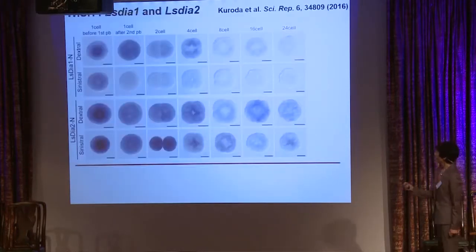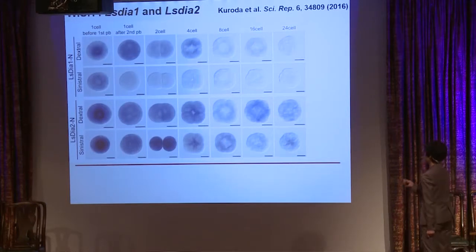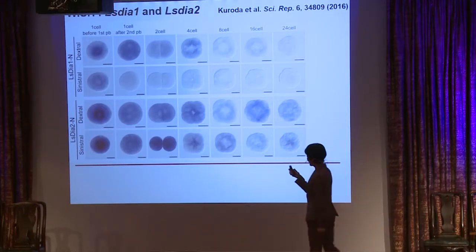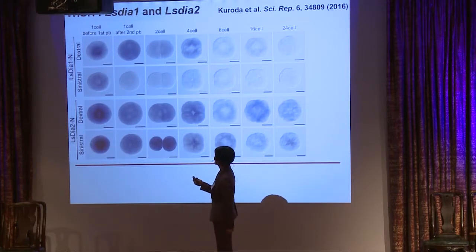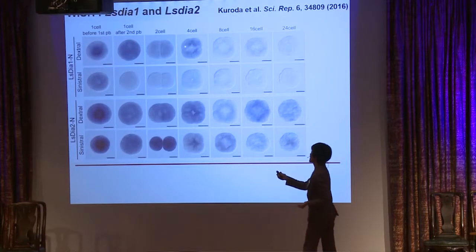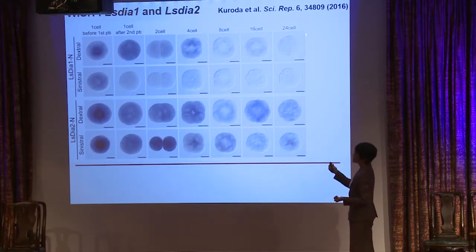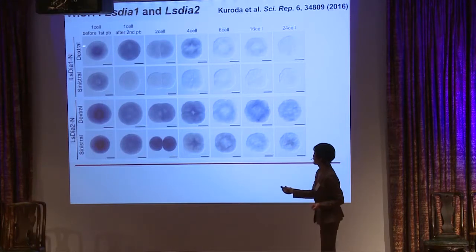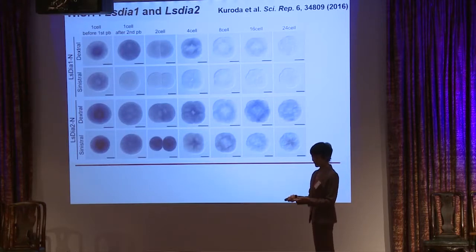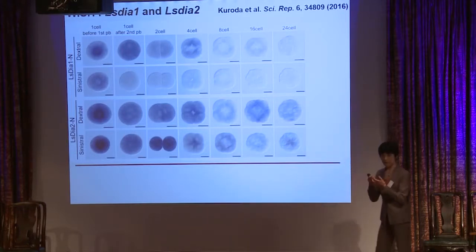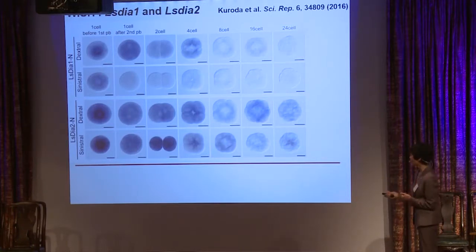Then we did WISH, whole mount in situ hybridization, and we do it more carefully. Here, this is the one cell stage before first polar body extrusion. This is the one cell stage after second polar body extrusion. Then the 2 cell stage, 4 cell stage, 8 cell stage, 16, and 24 cell stage. And DR1, for the Dexter one, yes, you had some, but it's going down. But here only first polar body extrusion you have, but nothing. That means it's already translated in the oocyte, and it has it as a protein, and that is working.